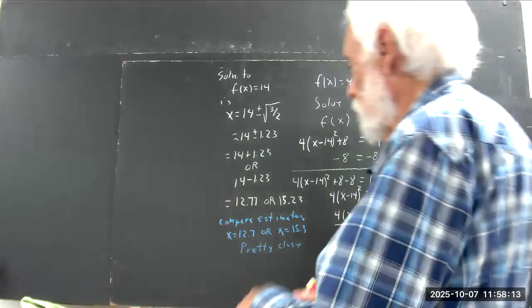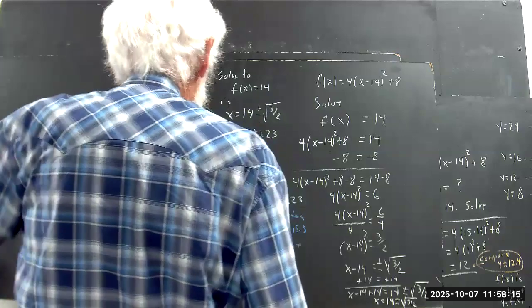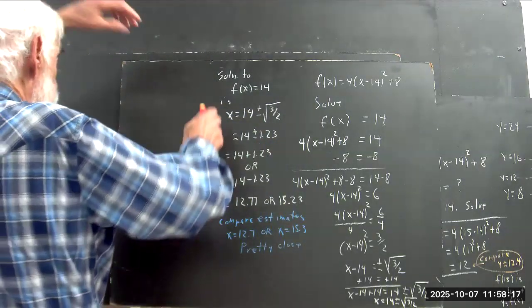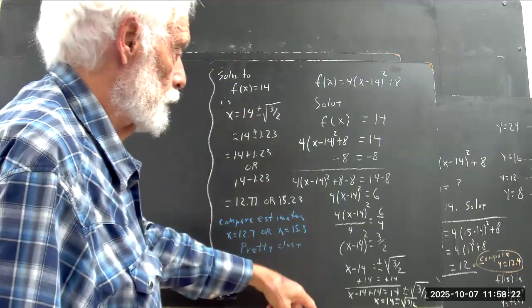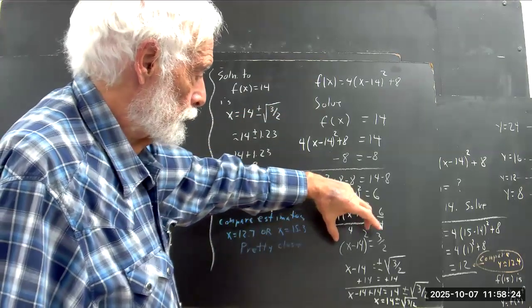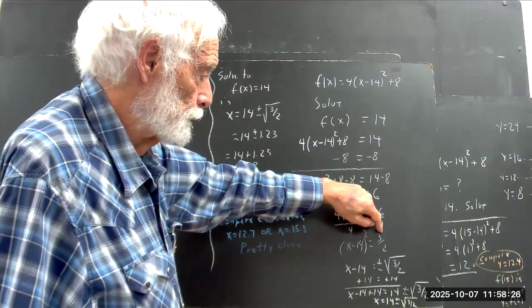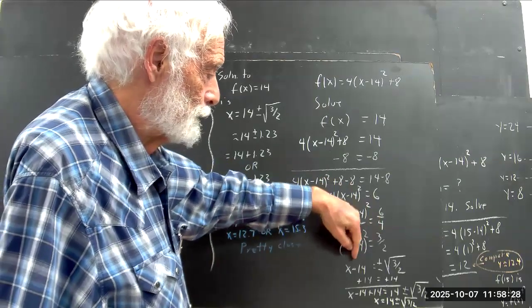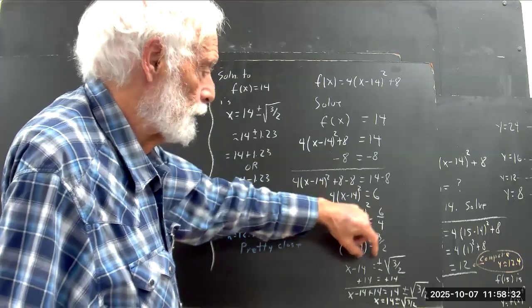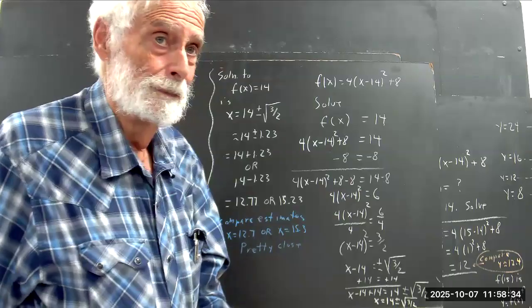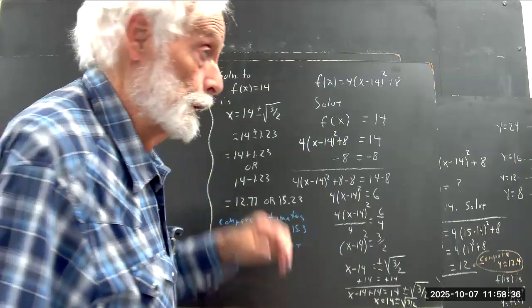Okay, there is more that I wanted to say about this function. This is a pretty easy solution if you just remember that you're looking for x minus 14 squared equals something, and then x minus 14, because if the square equals something, the something is either plus or minus the square root of that other thing. Okay.